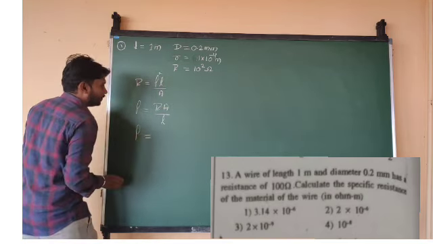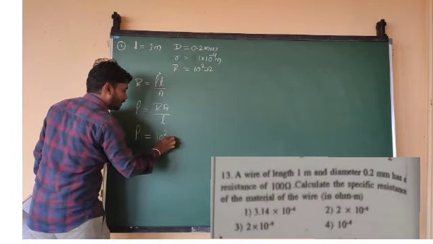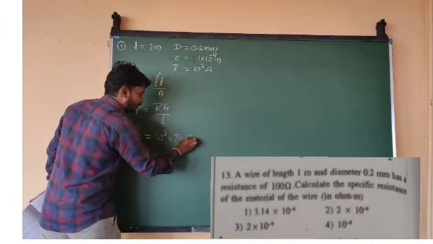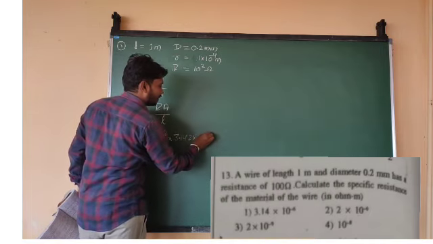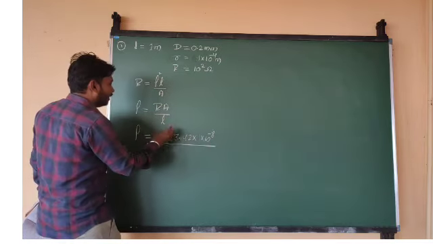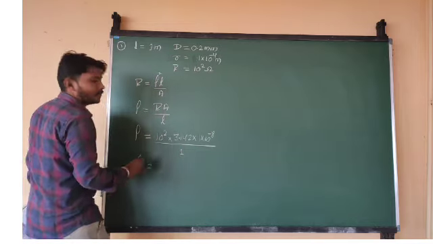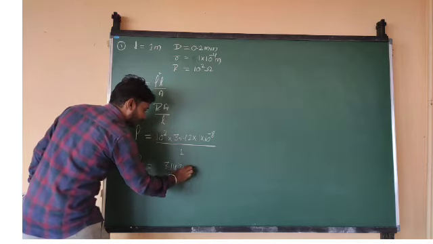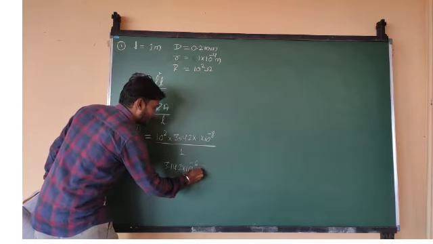So rho is equal to R, which is 10 to the power of 2, and area is pi r square. Pi value is 3.142. R square is 1 square, which is 1, so 10 to the power of minus 8 on squaring. Length of the wire is 1 meter. So we get 3.142 into 10 to the power of minus 8 plus 2, that is minus 6, ohm meter.